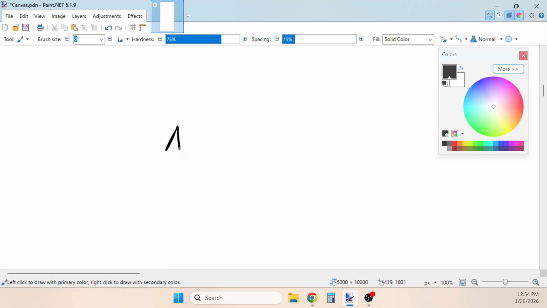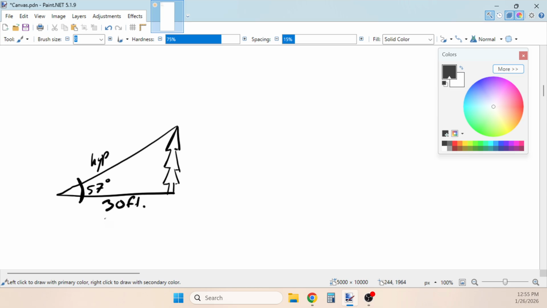Okay, so I have a tree, and this, yeah, that looks kind of tree-like. This angle is 57 degrees. The distance from the tree is 30 feet. I want to know how tall this tree is. Well, this is the angle we have marked, which means this is the hypotenuse, adjacent. This is the opposite.